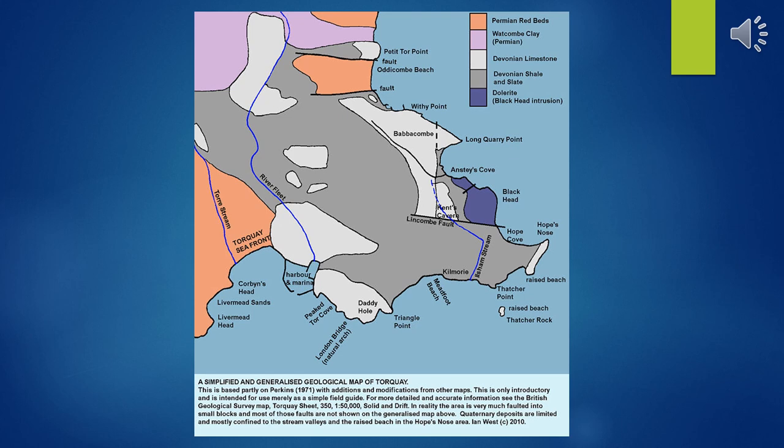And what you can see around Torbay is loads of different landforms caused by erosion. So, for example, you've got London Bridge just by the harbour. You've got Thatcher Rock. You've got all the different coves around by Babbacombe. At the top there, you've got Anstey's Cove. You've got a nice headland and bay by Oddicombe Beach. Either side of Oddicombe Beach is a little headland, and the little tiny bay is Oddicombe Beach. So yeah, a bit of local geography there for you.